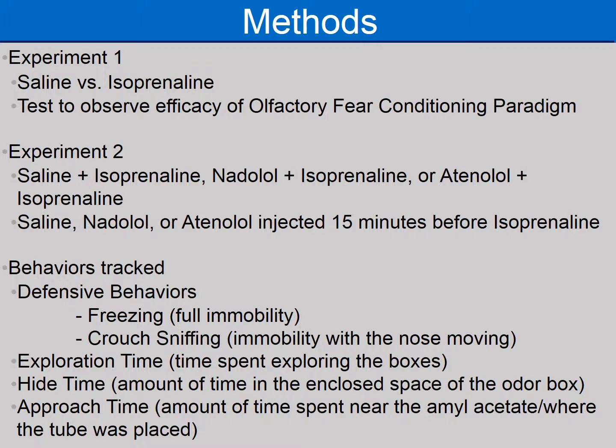In addition, using a video tracking software called Animaze, I tracked behaviors such as defensive behaviors like freezing, which is when the rat is fully immobile, and crouch sniffing, which is when the rat is immobile but the nose is moving and sniffing the air around it. I also tracked the exploration time, which is the amount of time the rat would explore the cage freely, and I also accounted for the hide time as well as the approach time. Hide time is when the rat is in the enclosed space of the odor box, and the approach time is the amount of time it spent near the amyl acetate or where the tube was originally placed the day before.